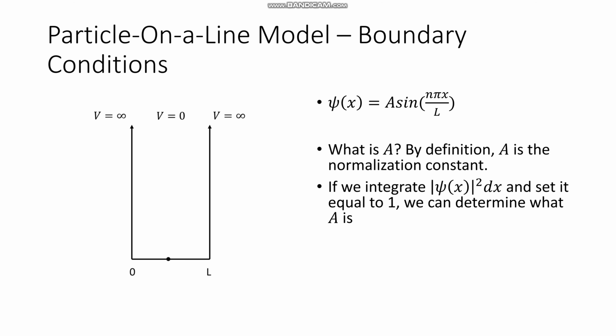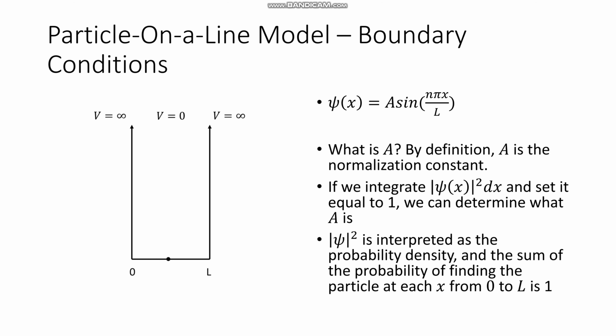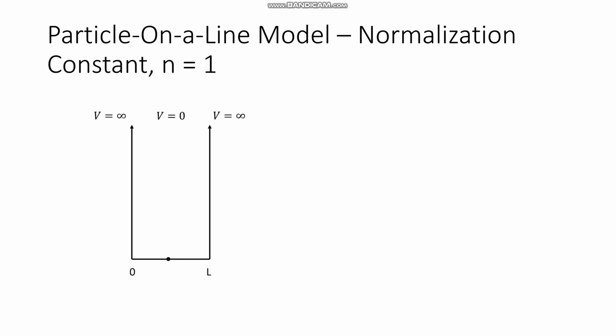And if we think for a minute, we know that the particle must be confined to the well. So if we sum up all the probabilities from 0 to L, we must get 1. It has to be there. And in this case, we can integrate psi of x squared dx from 0 to L and determine what a is equal to. We're going to do this for n equals 1 because it's the simplest case.